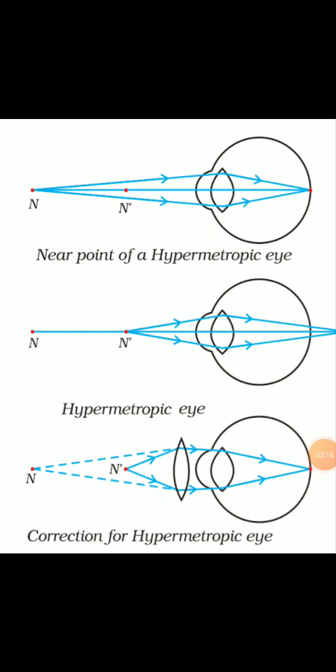And this defect arises because the focal length of the eye lens is too long, or the eyeball has become too small. It can be either of these two reasons. How can this defect be corrected? This defect can be corrected by using a convex lens of appropriate power.